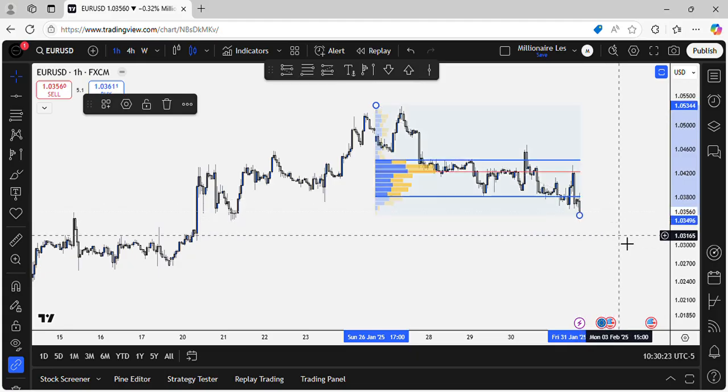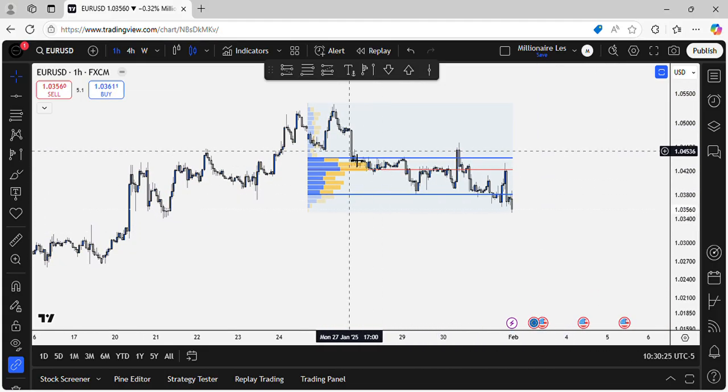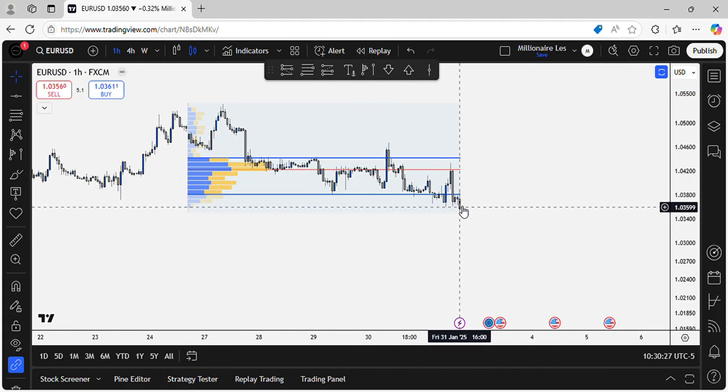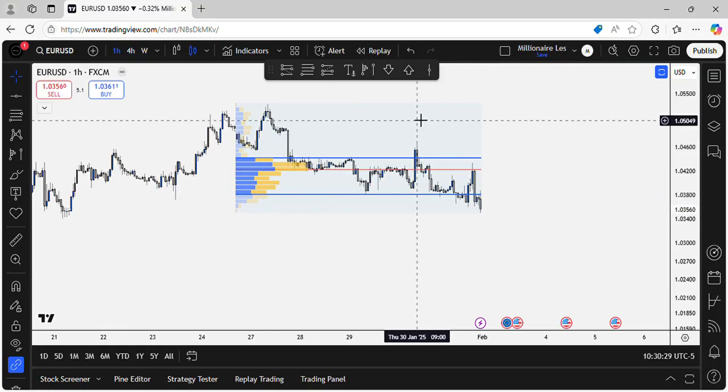Now I pull out the volume profile for next week. Price closes below the value area low.